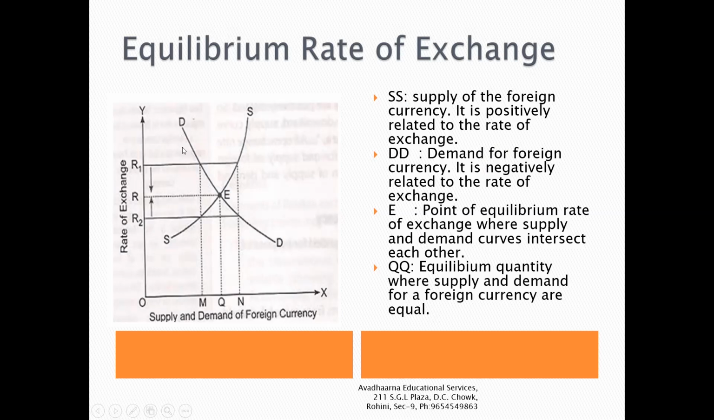The point where demand and supply intersect is E, and this point is known as the point of equilibrium. This is the rate of exchange where the supply and demand curves intersect each other, and at this rate, the exchange rate is OR, and at OR, OQ is the equilibrium quantity where supply and demand for foreign currency are equal. And this is how the foreign exchange rate is fixed under the flexible exchange rate system.